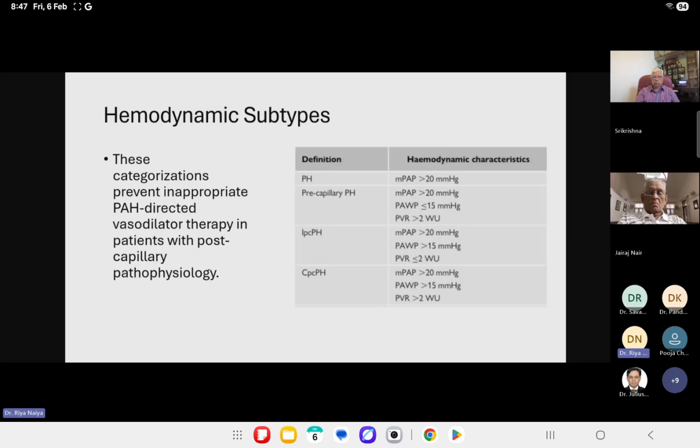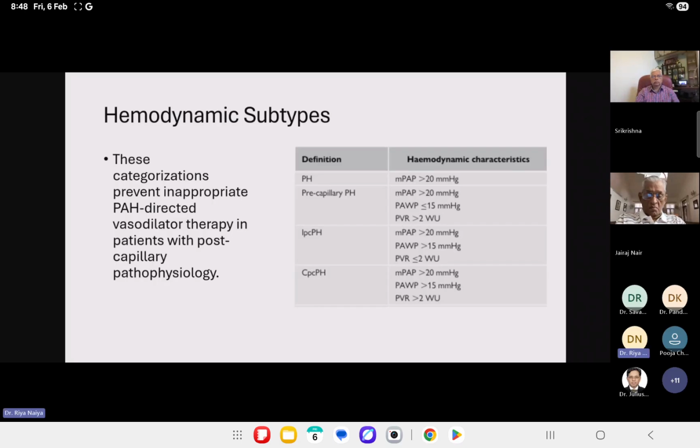Coming to the third type, combined pre plus post-capillary pulmonary hypertension, where the MPAP is more than 20, the pulmonary arterial wedge pressure is more than 15, and the PVR is more than 2 Wood units. This is usually a result of heart failure or late presenting shunts, or in case of chronic mitral valve disease. These categorizations are important to prevent inappropriate pulmonary arterial hypertension directed vasodilator therapy in patients who don't have that physiology or will not benefit from it.